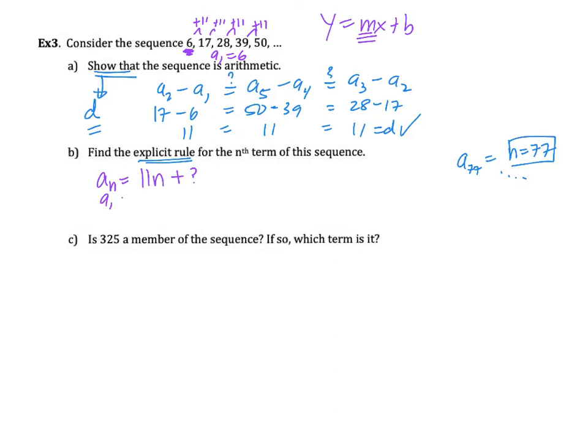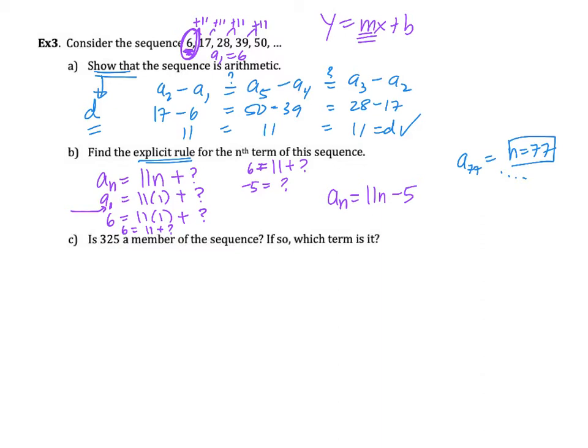So when n is 1, I'm substituting in 1 for n. I'm going to add some value to it to get the number 6. So I need to get my first term by plugging in a 1 for n, and I'm going to get a 6 value. Well, 11 times 1 is 11, so 6 equals 11 plus question mark. What am I going to add to 11 to get to 6? Hopefully you're saying that should be -5. So my explicit rule is 11n minus 5.